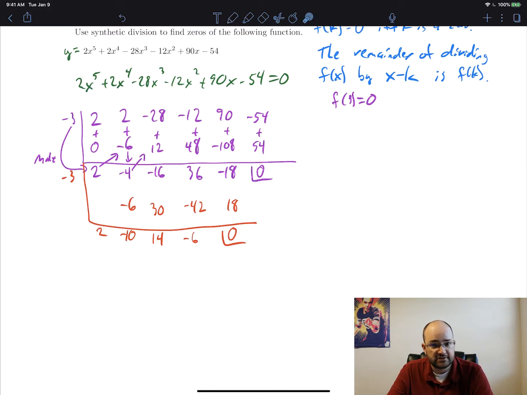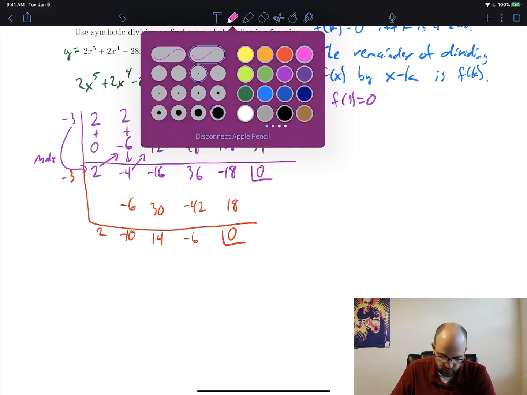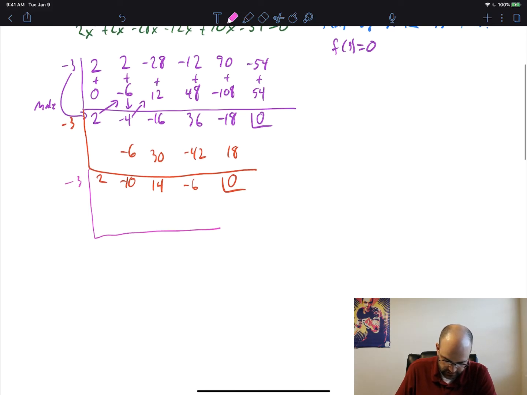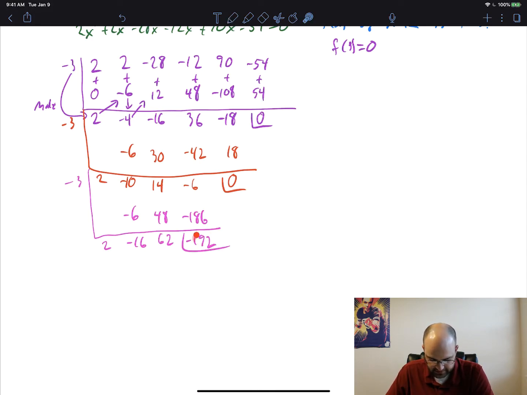In fact, the negative 3 is used as a 0 twice here. If I did this again, if I did this a third time, it wouldn't work. Let me go ahead and show you that. Don't write this down because I'm not going to keep it, but I will show you that negative 3 cannot be used again. So bring down the 2, multiply, add. Multiply gives me 48. 14 plus 48 is 62. Negative 3 times 62 is negative 186, which gives me negative 192. Notice that this is not a 0. So negative 3 is not used as a 0 again. It's just used as a 0 twice.